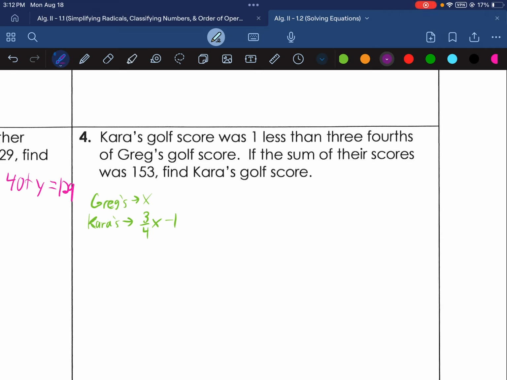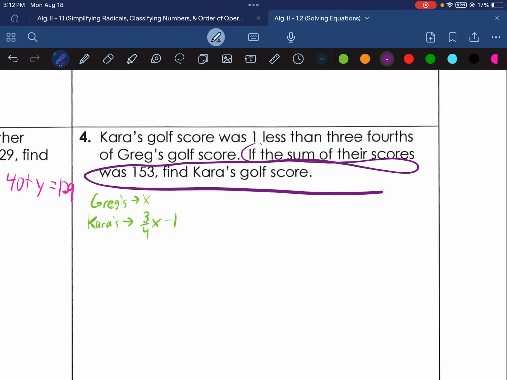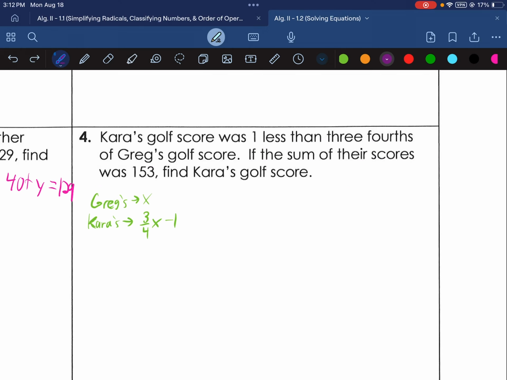So now we add Greg's and Kara's together. Once again, this is part of another sentence. That's a big hint that we're going to have to set up the problem this way rather than how we did in 1 and 2. So x plus 3/4 x minus 1 equals 153.